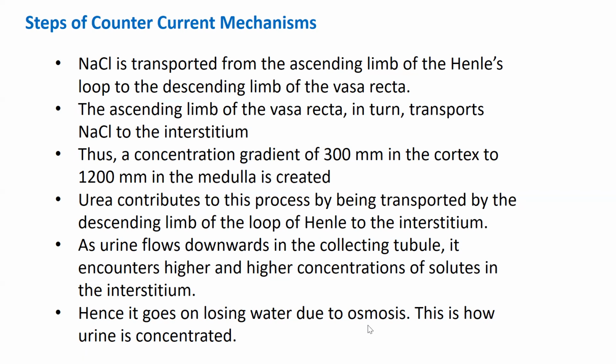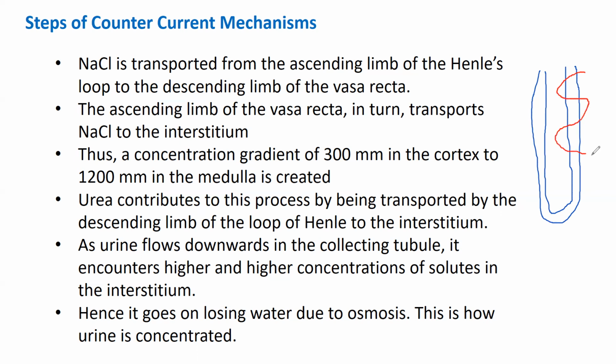So why is it so? Because, you see, let me draw the diagram for you. First, let this be a loop of Henle. Right. So this is a loop of Henle. And in this loop of Henle, what happens? There is another loop, the vasa recta, around it, right? So that is the vasa recta. Yes, sir.